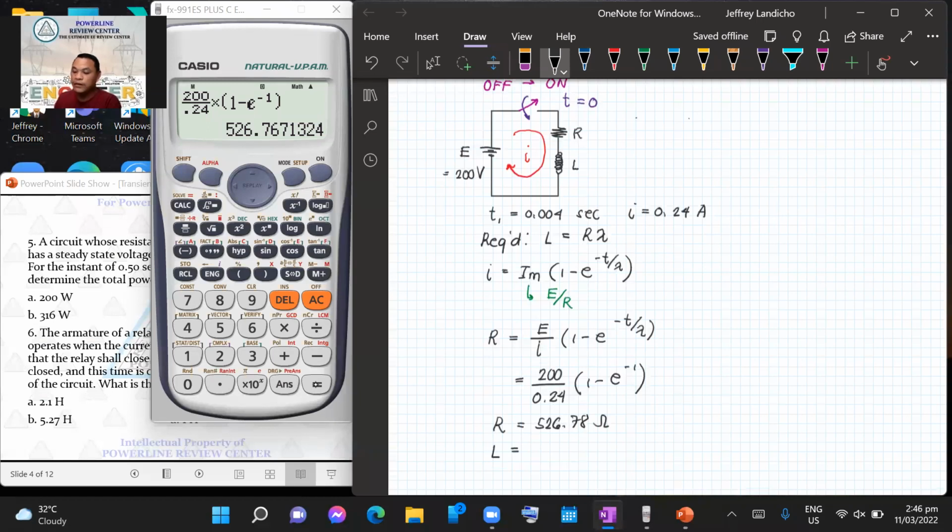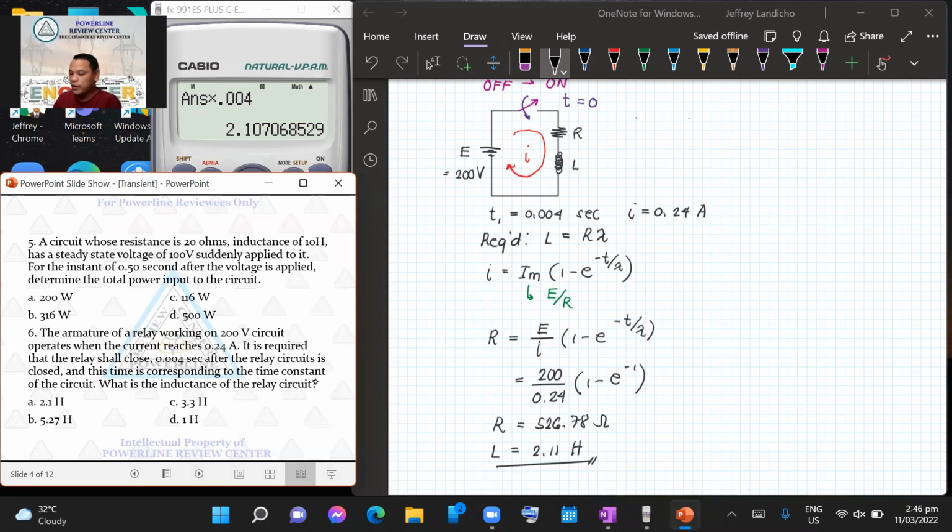Therefore, inductance, that is just the product of resistance and time constant. I-times ko na lang ito ng 0.004. Meron tayong inductance. So the inductance should be 2.11. Ano unit niya? It should be in Henry. Meron ba? 2.1. Pwede na. Anong letter? So it should be arriba. Okay. Nakuha ba? Any question regarding problem number 6? So you have 2.1 Henry or 2.11.